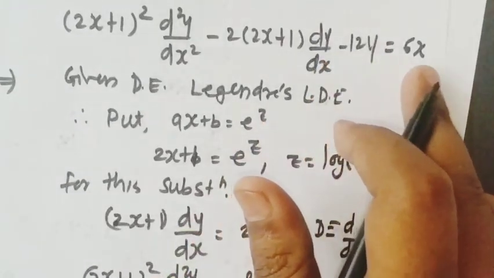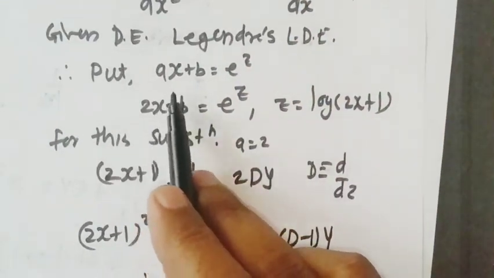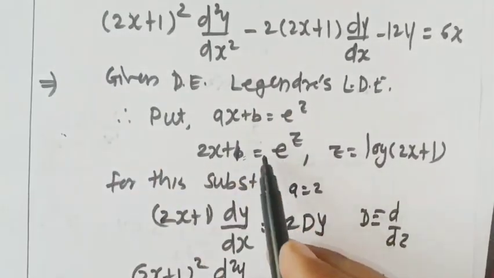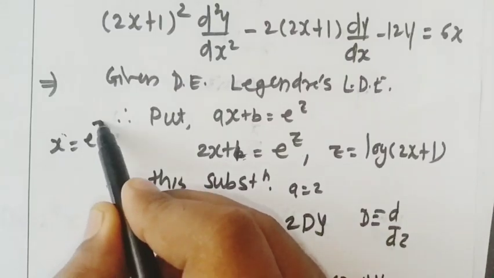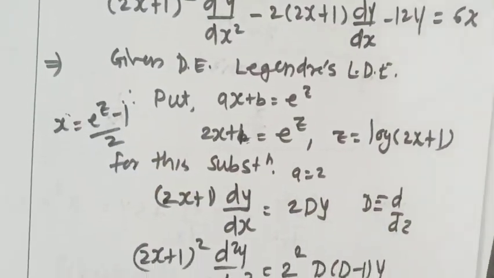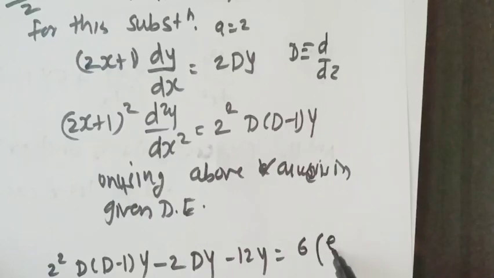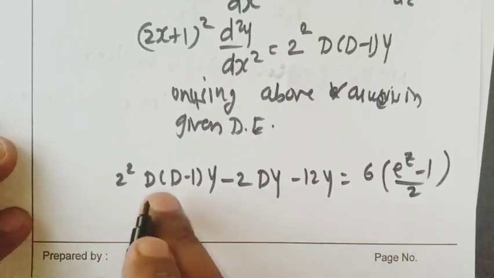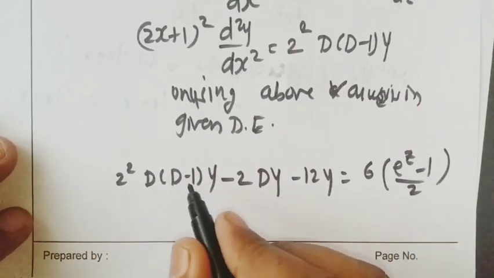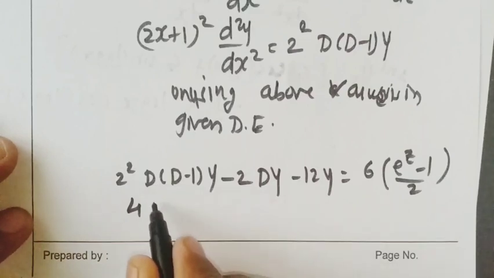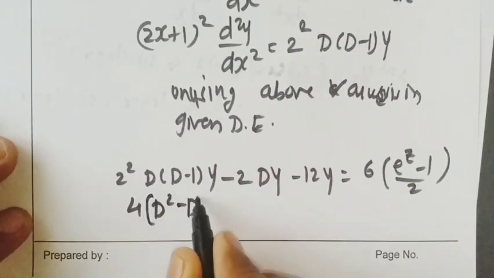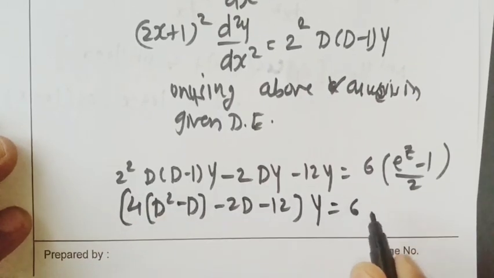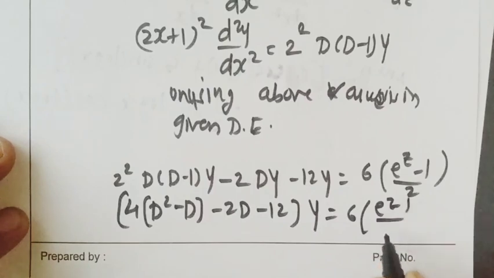On the right hand side we have 6 into x, and we have determined that 2x + 1 = e^z. So from that the value of x can be determined. If you solve this for x, we get x = (e^z − 1)/2. So it will be 6 times (e^z − 1)/2. Now club these terms together, take y common. 2² is 4, so we have 4(D² − D) − 2D − 12, y common, equal to 6(e^z − 1)/2.